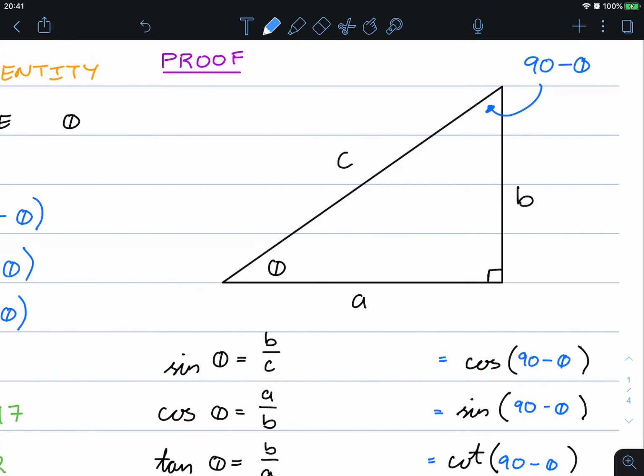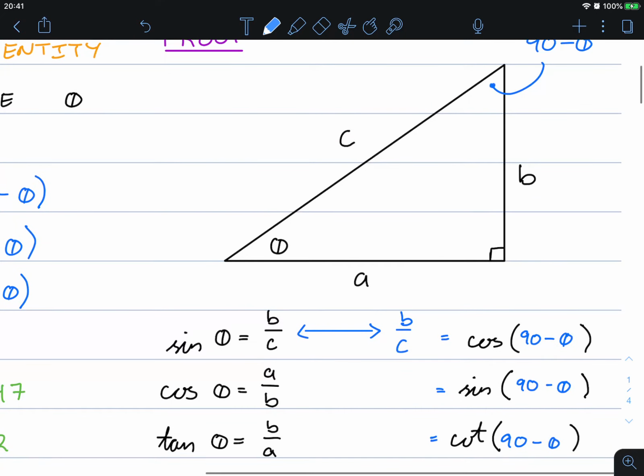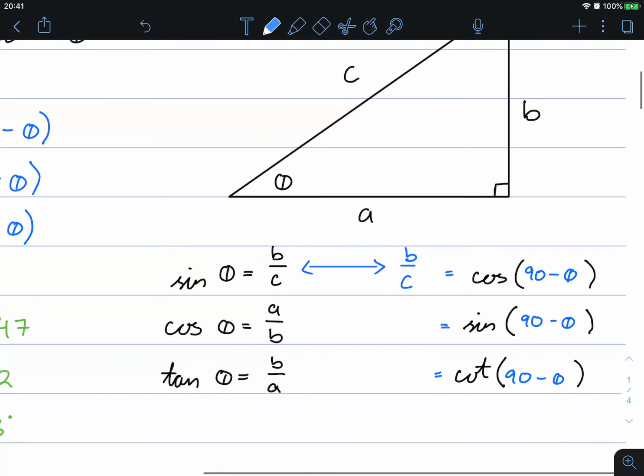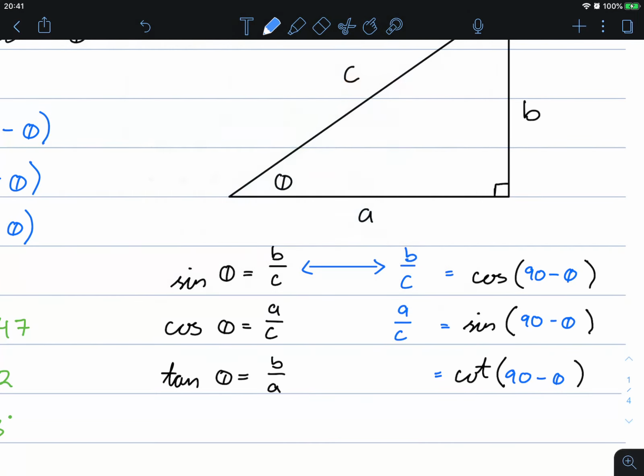Cosine of this angle, it's adjacent over hypotenuse, so it's going to be adjacent over C, the hypotenuse. So this is going to be B over C. And would you take a look? It's the same thing. Same thing if we did sine of the angle. Sine of this angle here, 90 minus theta, is A over C, opposite over hypotenuse, A over C. I realize that should be C. And if you take a look, they are the same value.